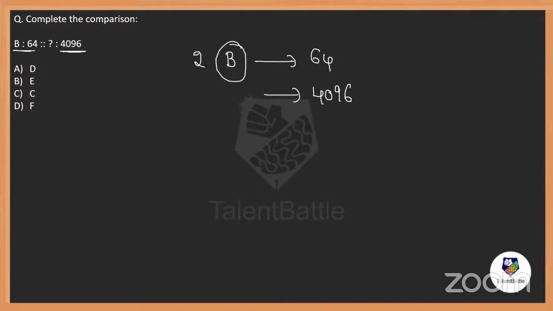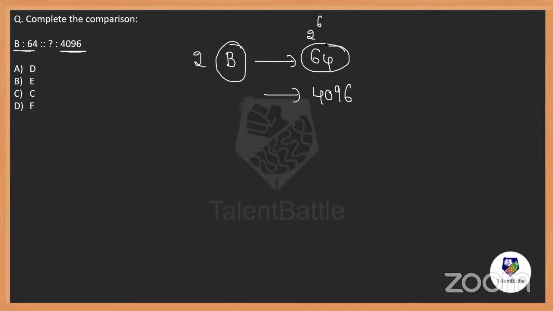How can 2 and 64 be connected? Any guess? What power of 2 will give you 64? Isn't it nothing but 2 to the power of 6? 2 to the power of 6 is 64. So alphabetical number power 6 is written here. 2 to the power of 6 is 64.